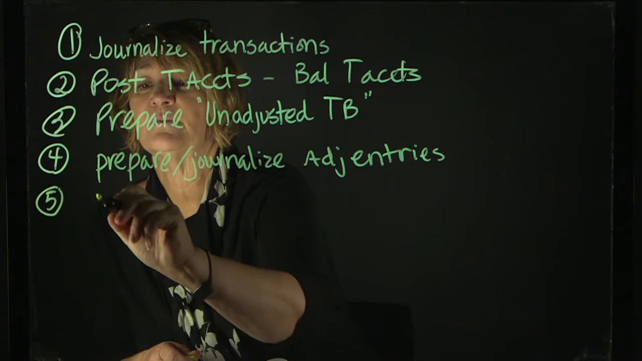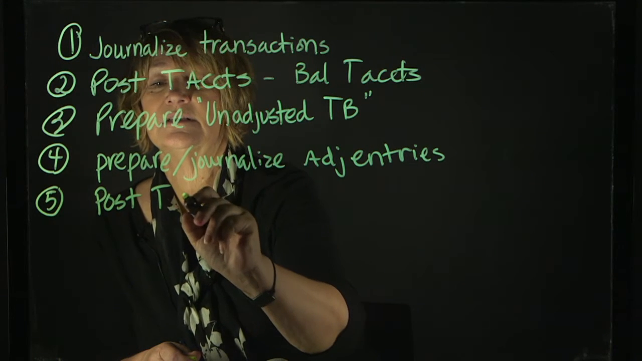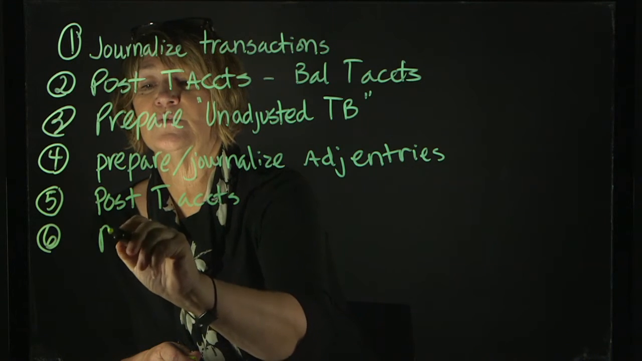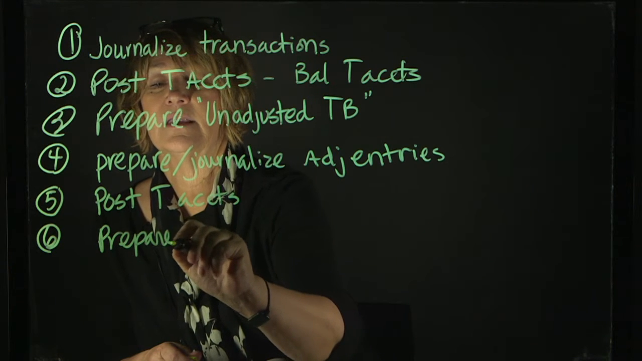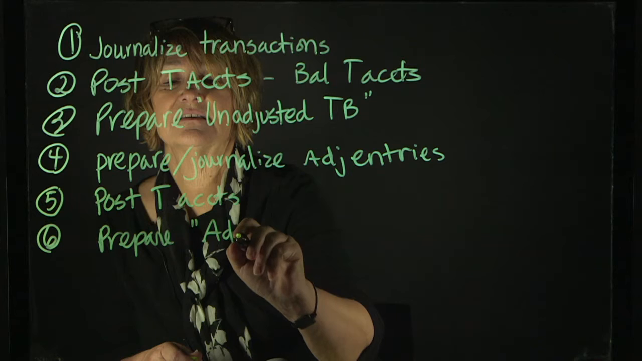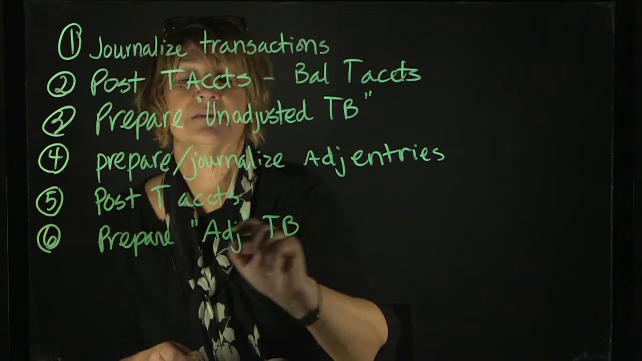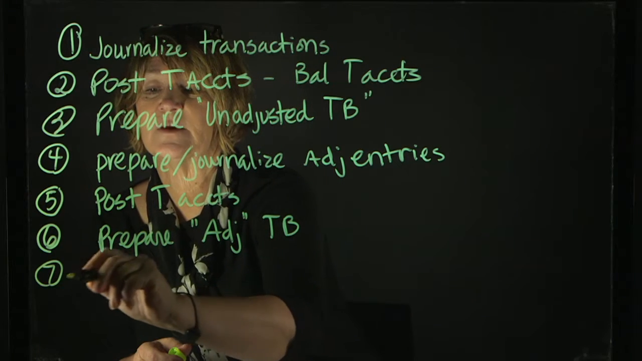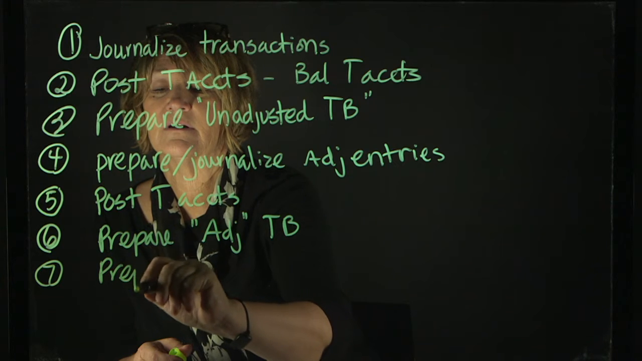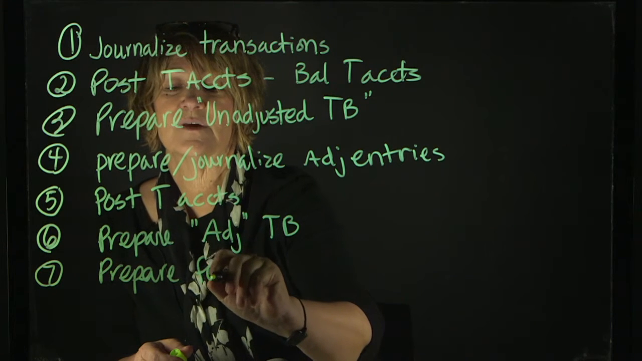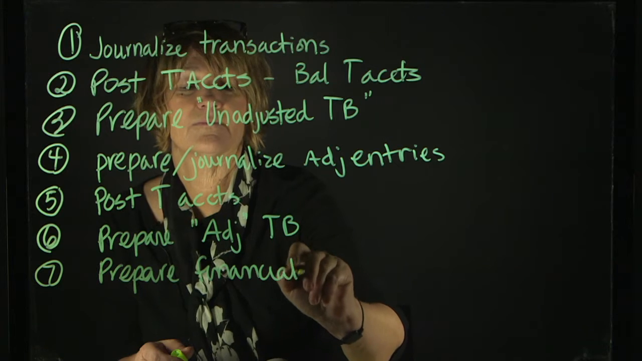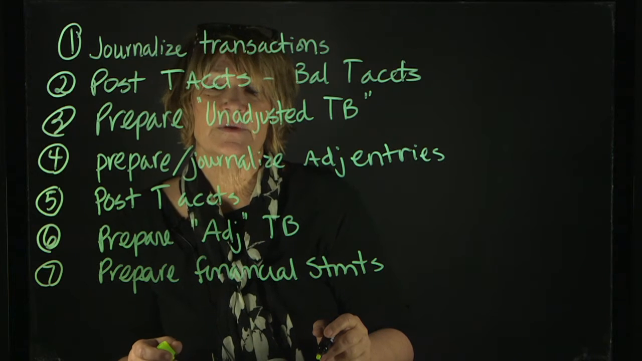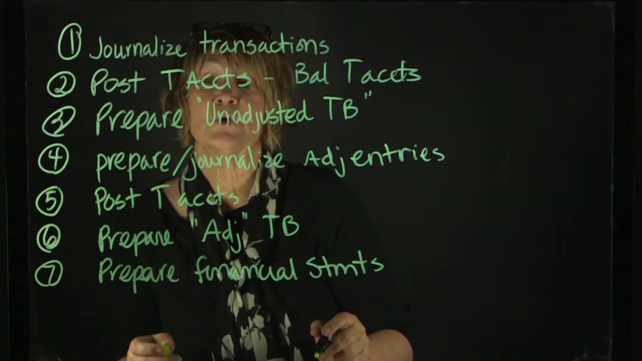After you've done that, you then post to the T accounts just like above. Then number 6 is you prepare what we call the adjusted trial balance. At this stage, you're now ready to go ahead and prepare the financial statements. So that's step number 7. Prepare financial statements. Once you've prepared the financial statements, you're ready to do your closing entries.